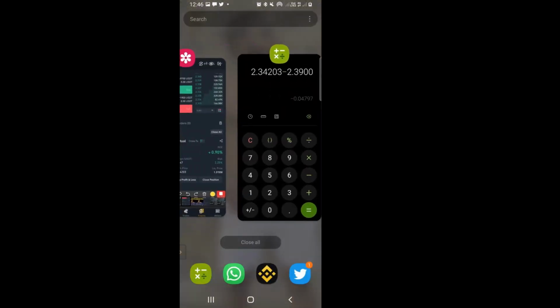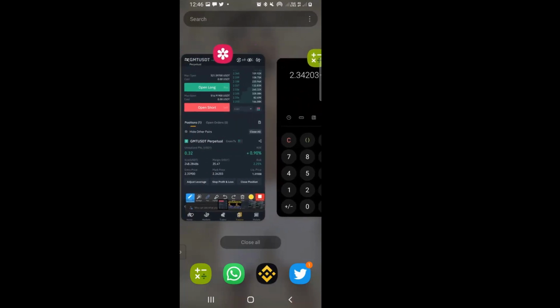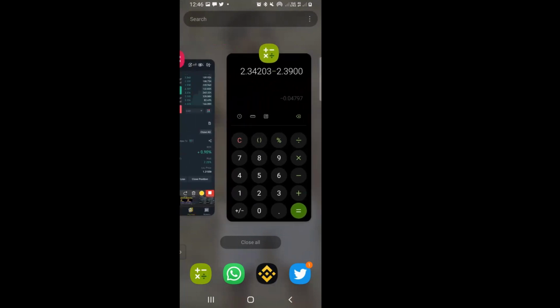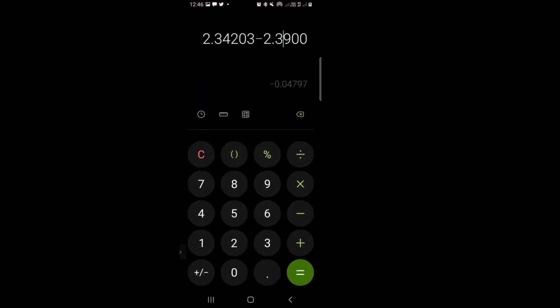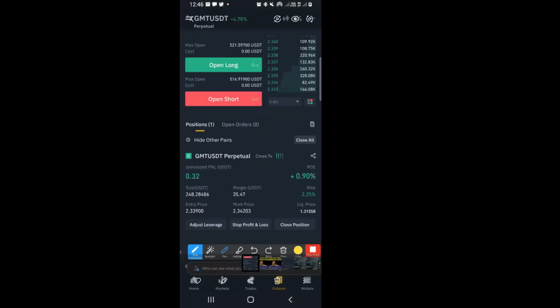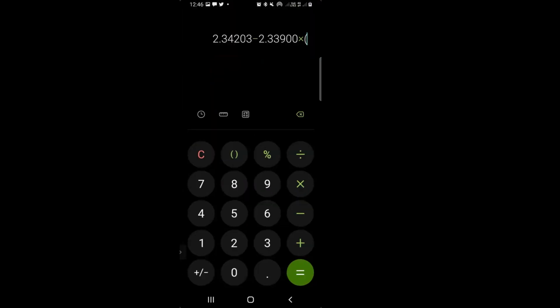Oh, this is 2.3390, sorry, 2.34. And this is 2.3390 and 2.3420. If you see this, it's going to give us a difference of 0.00303. Multiply this by the size of our coin, which is 248.28. I think there's a little bit of a mistake somewhere here.